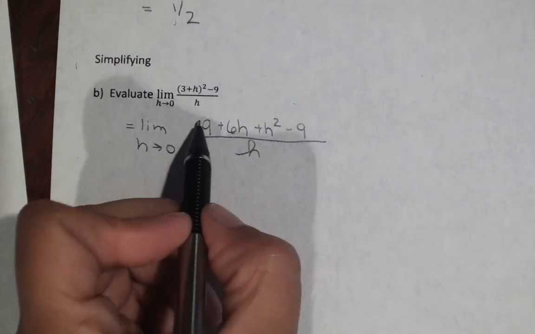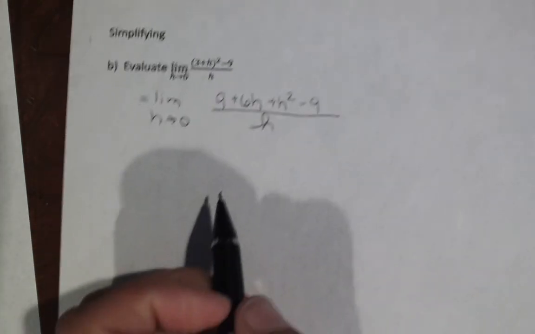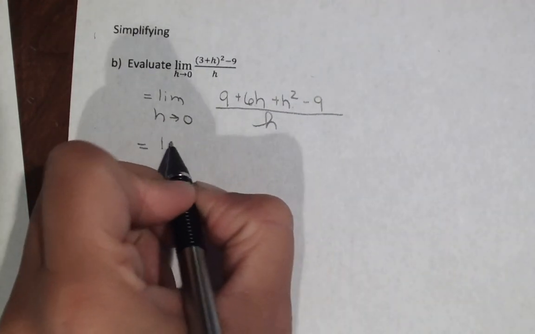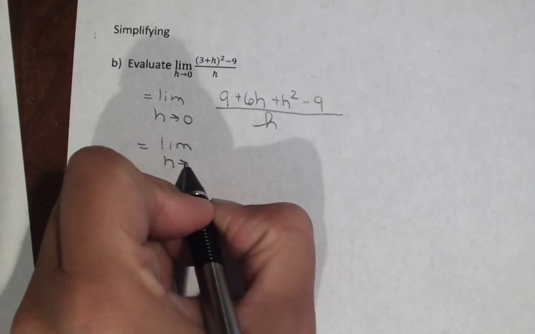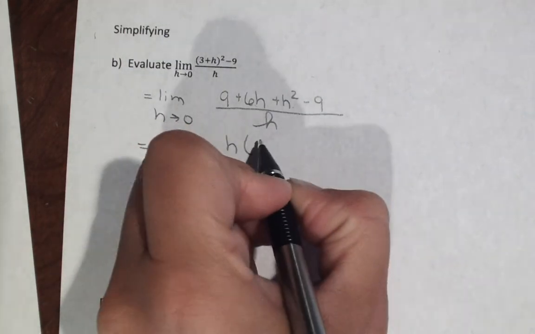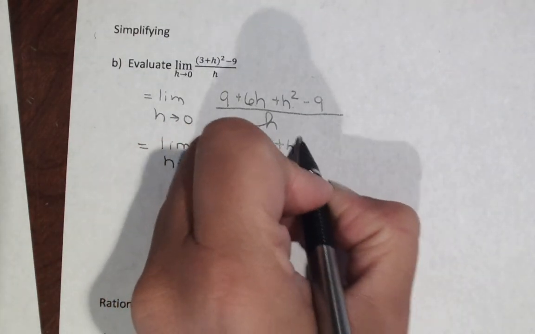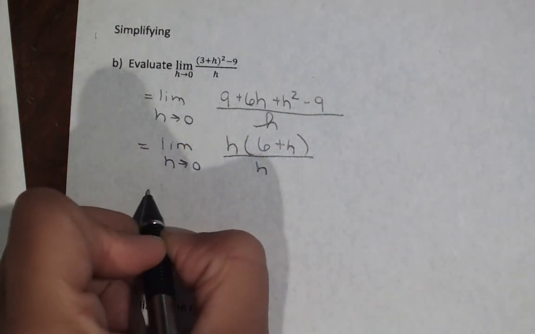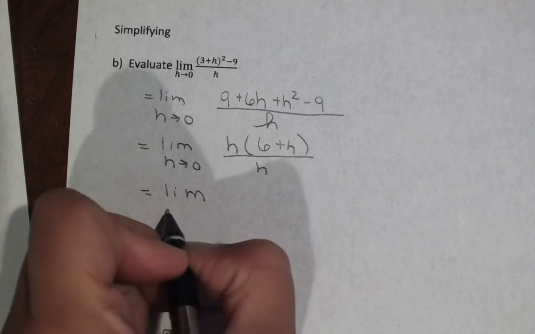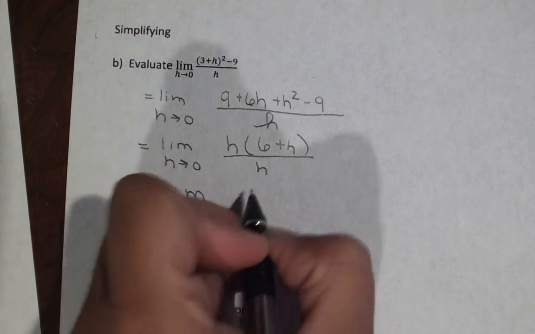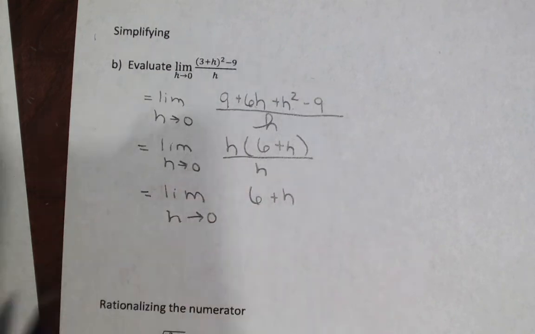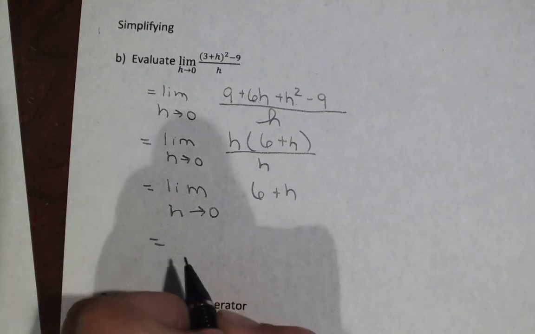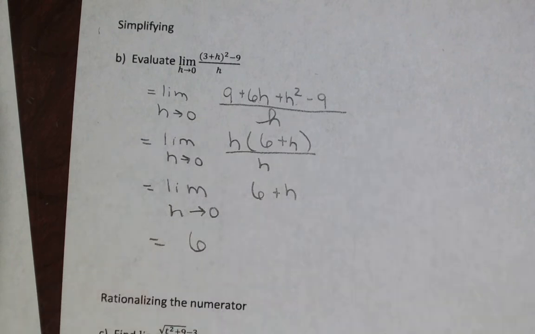Then what you notice is, oh, those two 9s can simplify, and those two both have an h in it. So that gives me the limit as h approaches 0 of h times 6 plus h over h, which can simplify to the limit as h approaches 0 of 6 plus h. Now I could do direct substitution and get 6.